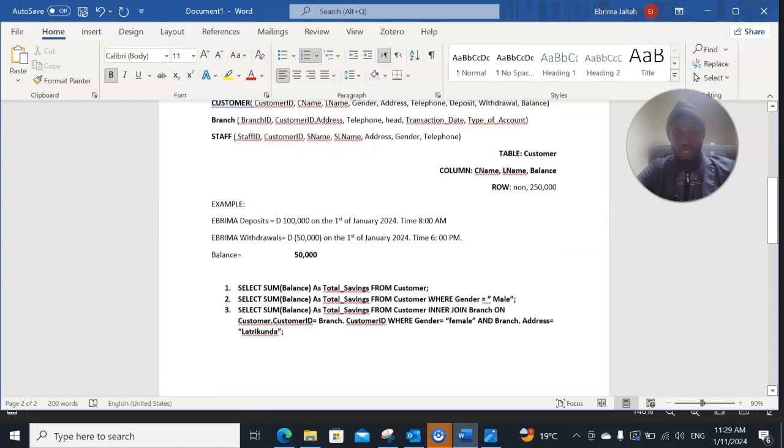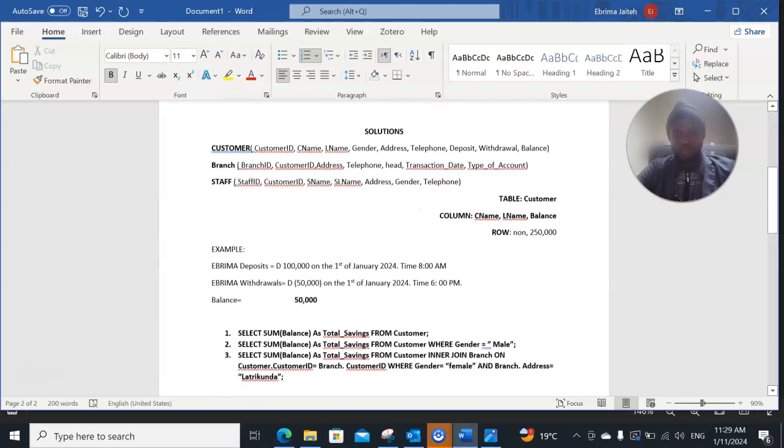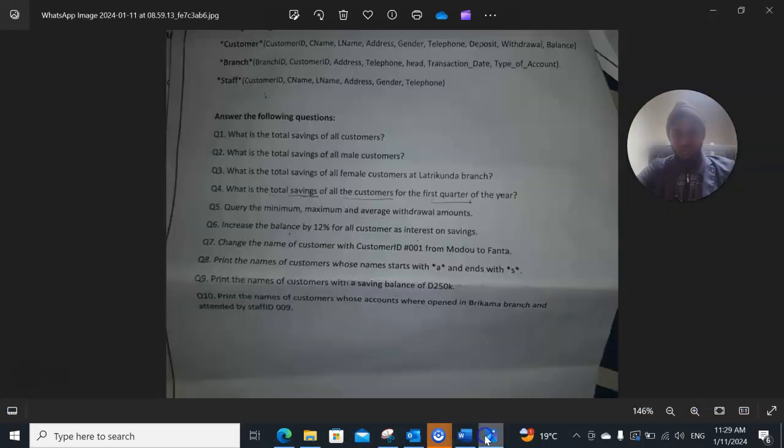So question number 10 says print the names of customers whose accounts were opened in Brikama branch. So this Brikama is an address of the branch. The branch is located in Brikama. So it means we need information in the branch table. And attended by staff ID 001. So it means this customer is also attended by staff ID 001, so we also need information in the staff table. And also print the name of the customer, so we also need information from the customer table.